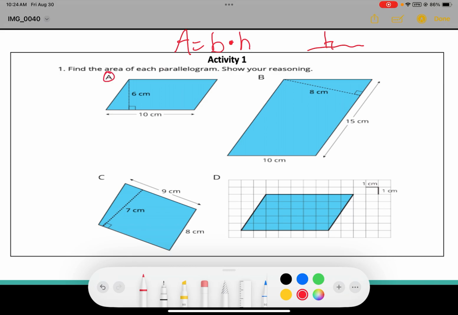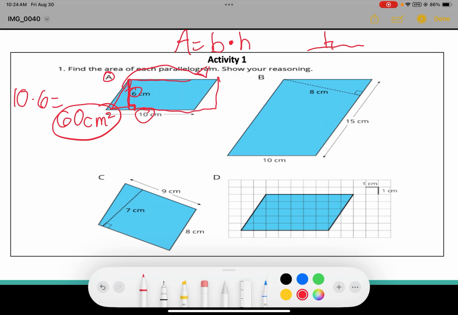So for A, parallelogram A, our base is 10 and our height is 6 because I look at this right angle, this square. So we just multiply 10 times 6, which equals 60 centimeters squared. So that one's nice and easy. If you like, you're welcome to cut the triangle off, move it over here, and then you could see, oh, this is a rectangle that is 10 by 6, and you multiply 10 times 6 to find the area of the rectangle. But it's the same for a parallelogram. If you know the correct base and height, then you can find the area.